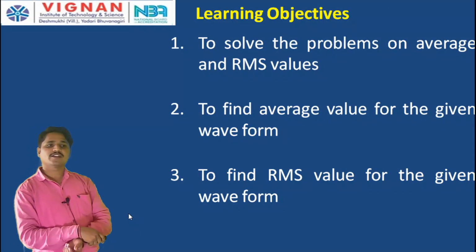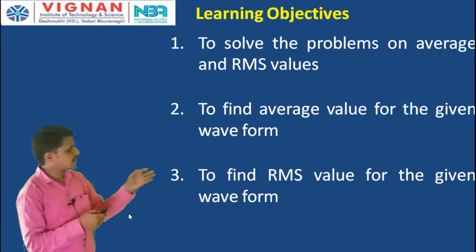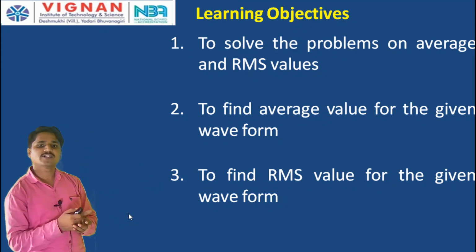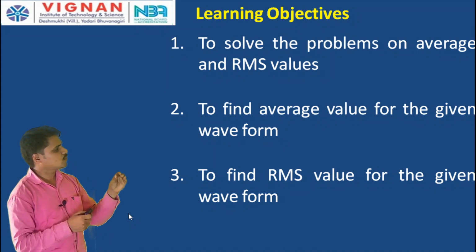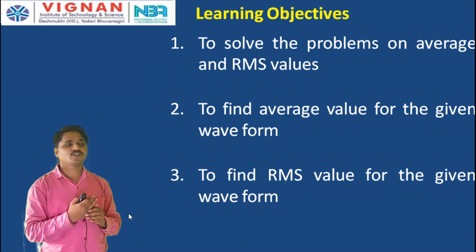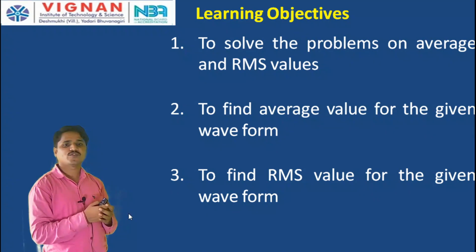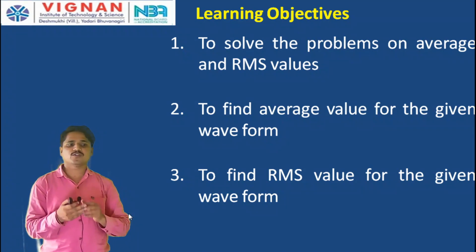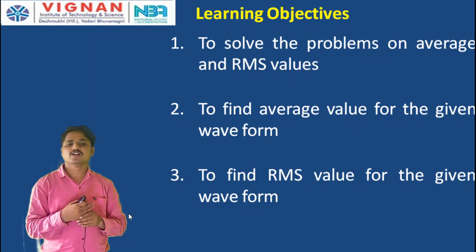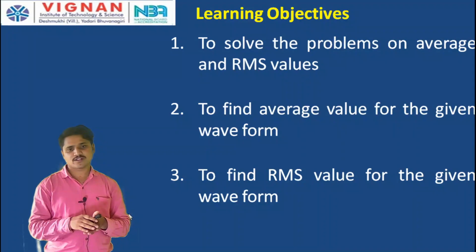Coming to the learning objectives of today's lecture: the first is to solve problems on average value and RMS value. The next is to find the average value for any given waveform, and the next is to find the RMS value for the given waveform. That means, how to find the RMS value for any given waveform, not only sinusoidal. Whether it is a sinusoidal or non-sinusoidal waveform, any alternating waveform, how to find the RMS value and average value. We will see in this lecture.